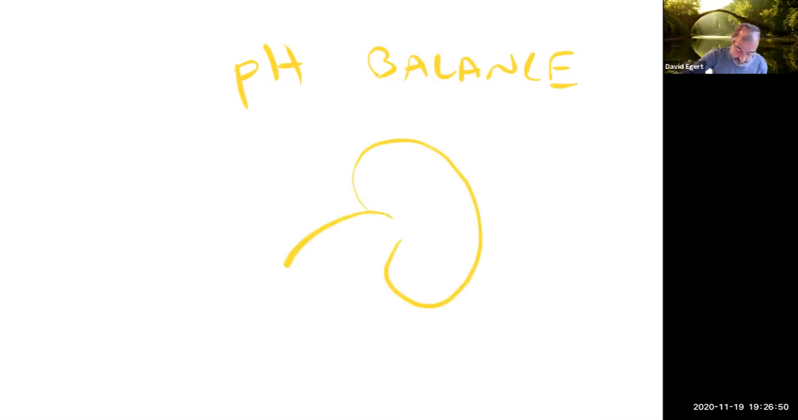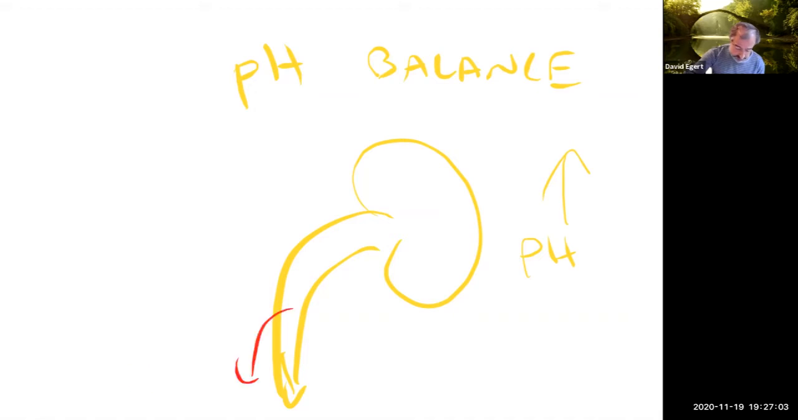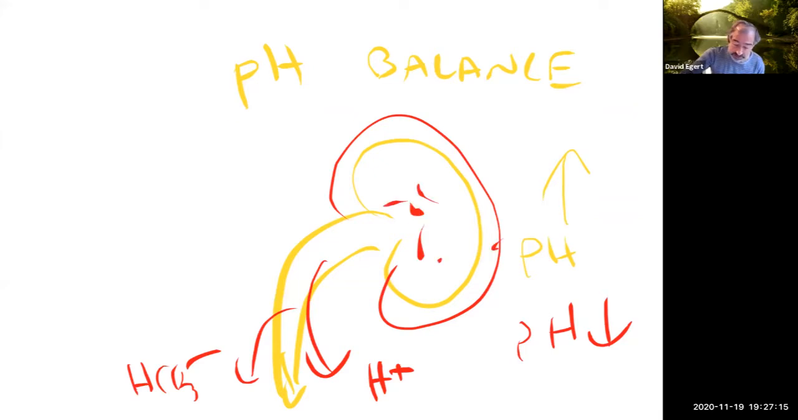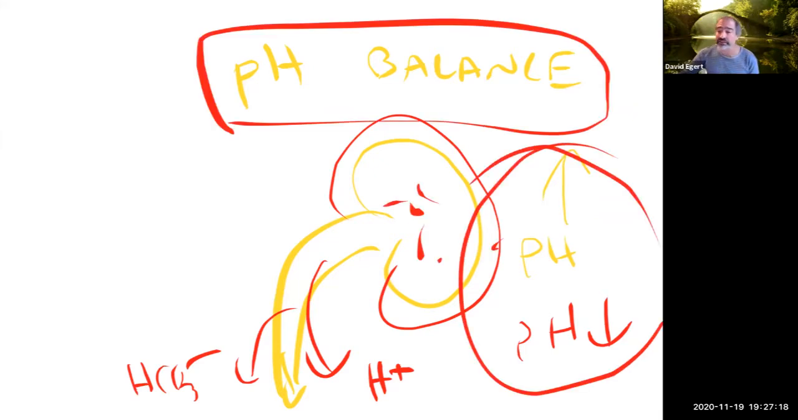Here's your kidneys, here's your urine, here's your body. If your body pH is going up, I might have to spill out more bicarbonates. If your body pH is too low, I might have to spit out more H pluses. So the kidneys are going to do whatever they need to do to maintain pH balance, and it's going to depend on what the pH of your body is, which depends a lot on what kind of stuff you've been eating.